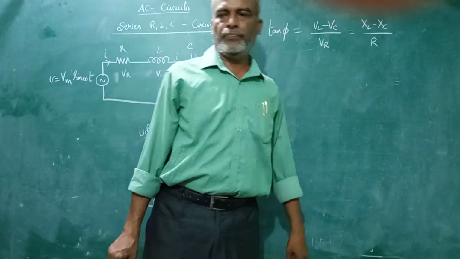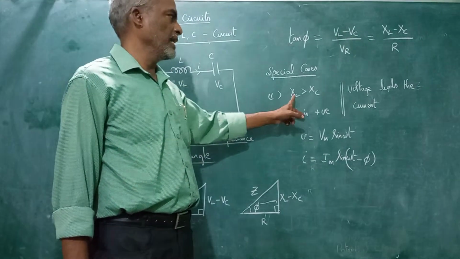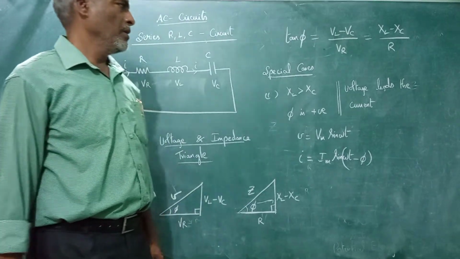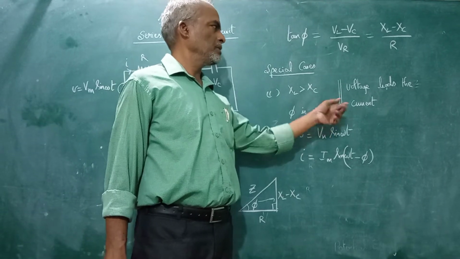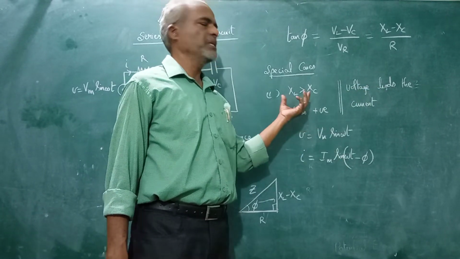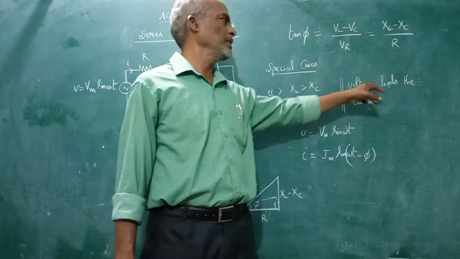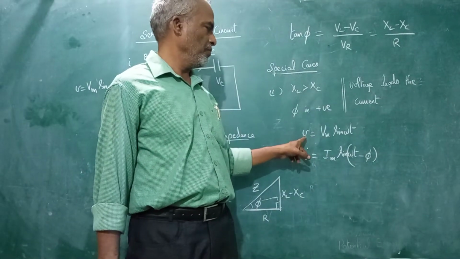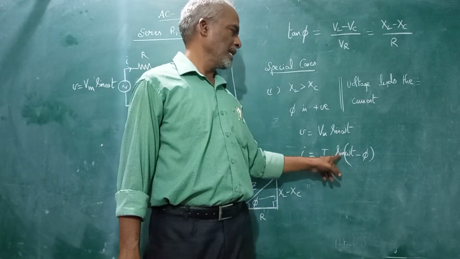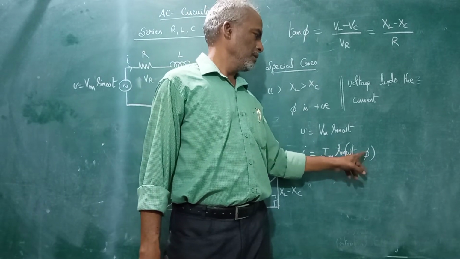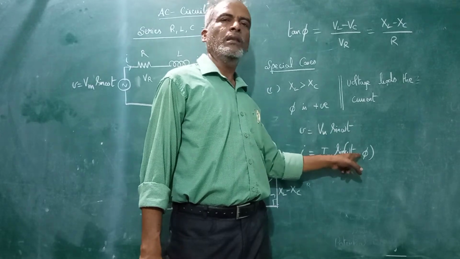So now we will see special cases. First case, XL is greater than XC. That means phi is positive. That means voltage leads the current. Basically that circuit is an inductive circuit. We all know that in an inductive circuit voltage leads the current. Therefore V is equal to Vm sin omega t and I is equal to Im sin omega t minus phi. This means the current is lagging behind the voltage by angle phi.